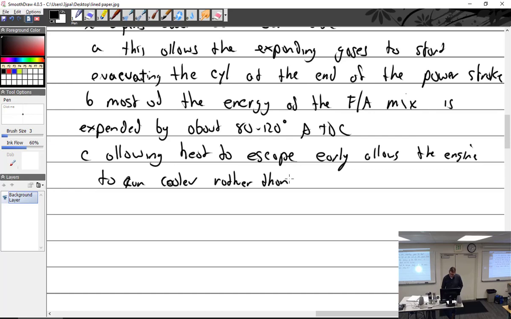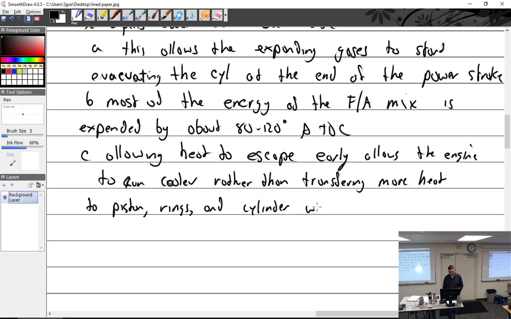Rather than transferring more heat to piston rings and cylinder walls. And included in that, of course, would be valves. So there we go.